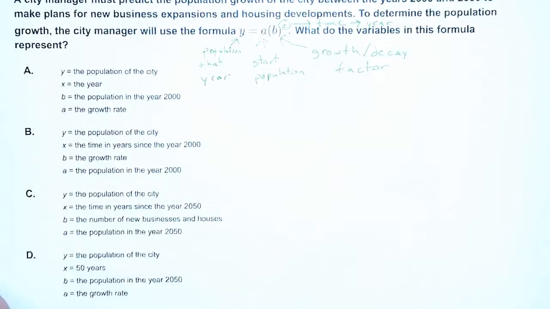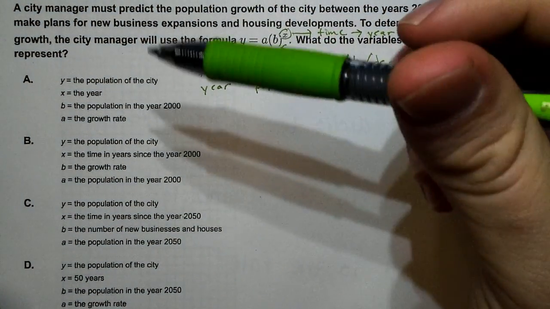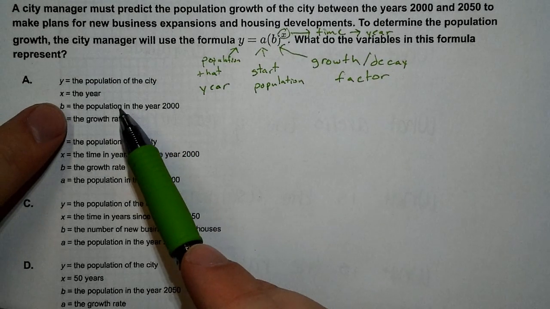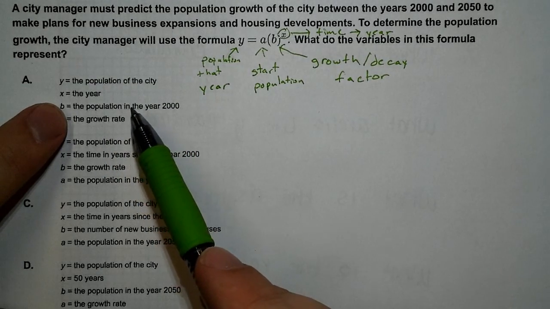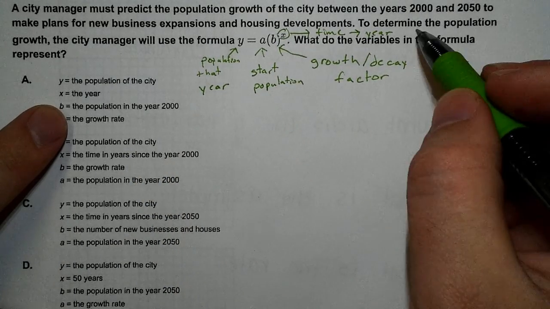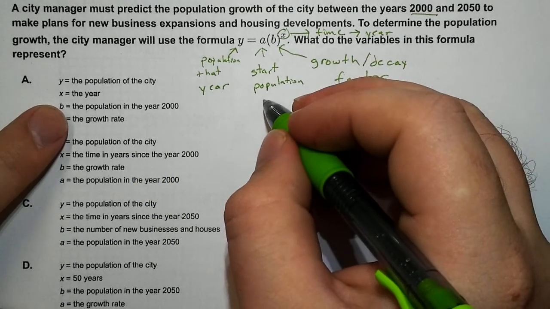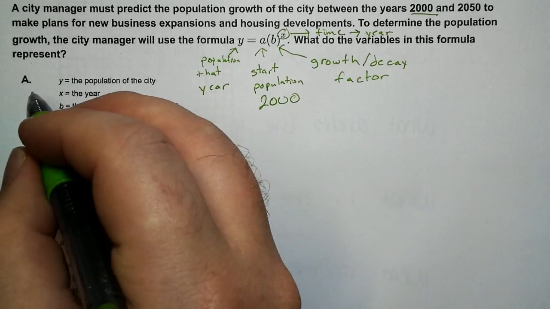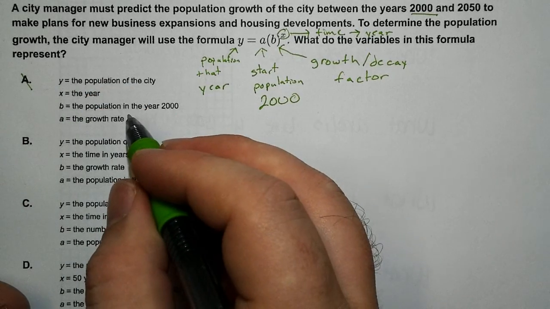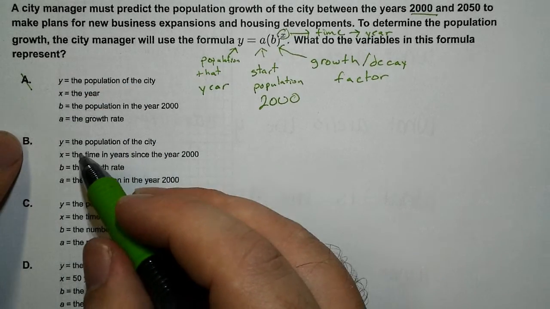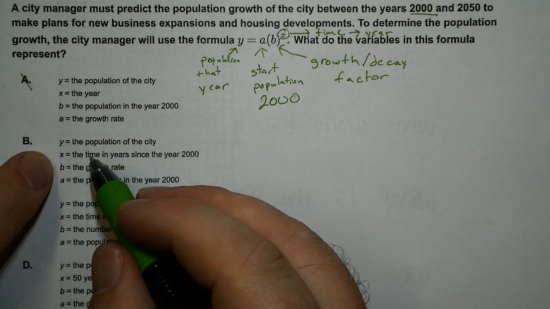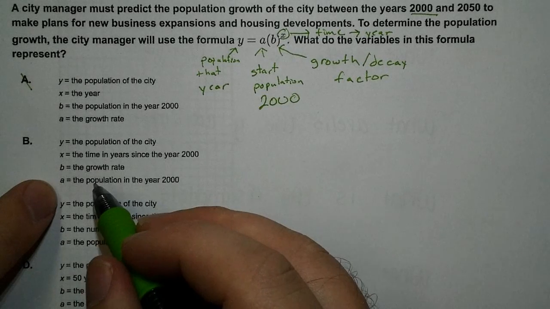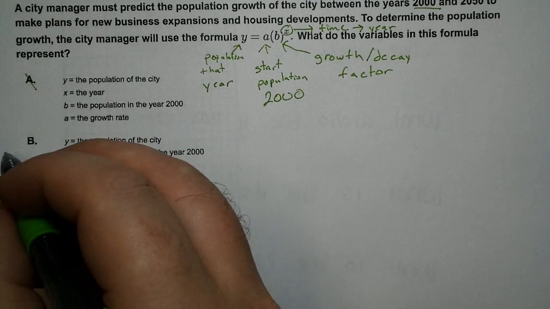So let's go through and let's get an answer that matches. A says y is the population of the year, x says the year, b says the population of the year in 2000. Okay, so they started out in 2000, so this should actually be the a. So that does not count. B says population of the city, good. Time in years since the year 2000, okay, good. B is the growth rate, A is the population in the year 2000. Pretty sure this one's it.